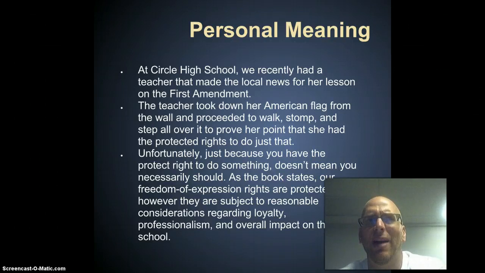Unfortunately, just because you have the protected right to do something, that doesn't always mean that you should. As the book states, our freedom of expression rights are protected. However, they are subject to reasonable considerations regarding loyalty, professionalism, and overall impact on the school.